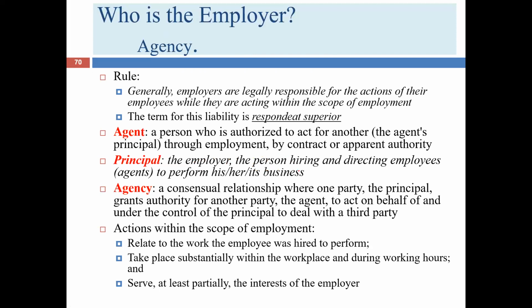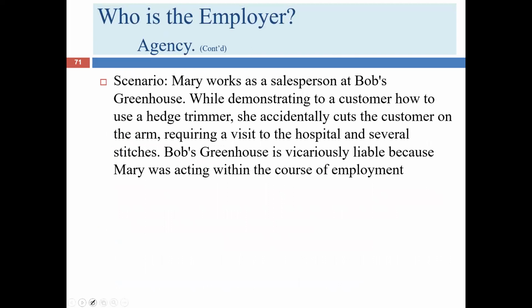So the employer is the person hiring and directing employees, again, the agents that we talked about here, to perform the principal's business. And then agency is the term for this relationship: a consensual relationship where one party, the principal, this guy right here, grants authority for another party, this guy, the agent, to act on behalf of or under the control of the principal to deal with a third party. So when we have this agency relationship, this is when this rule kicks in. Let's look at the scenario.